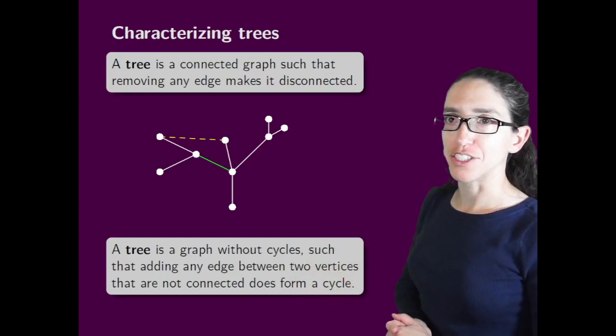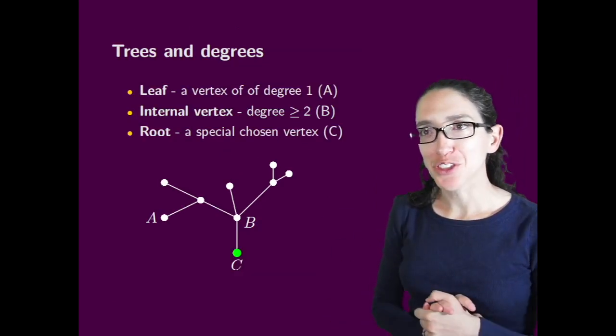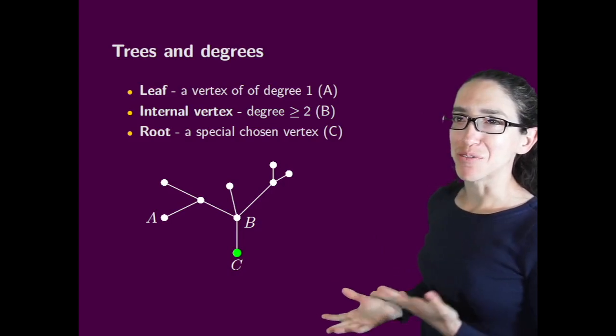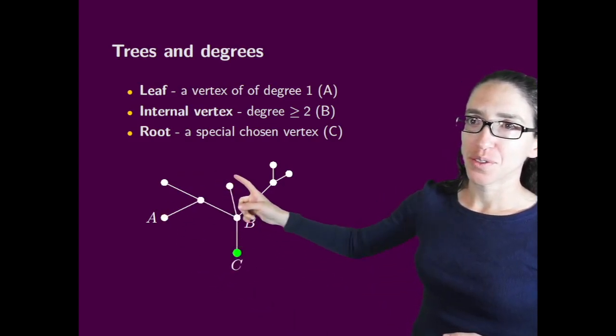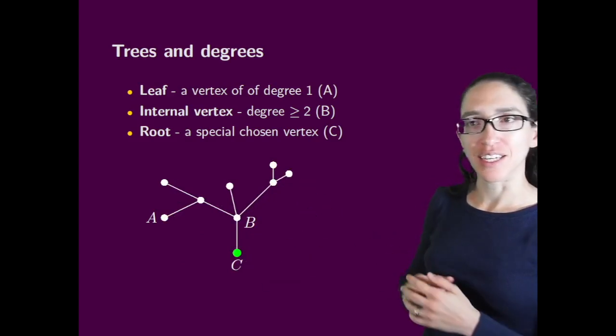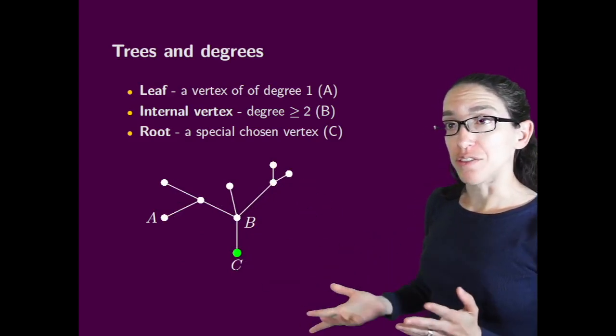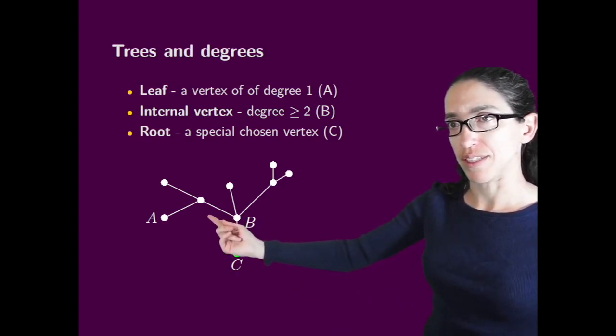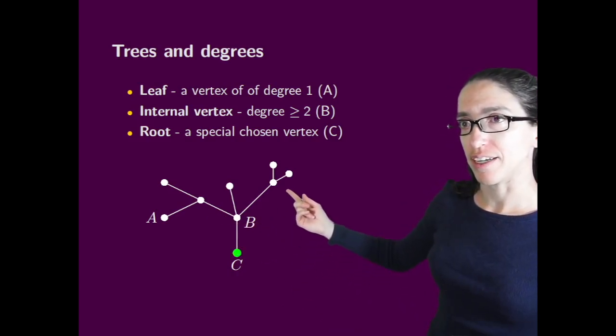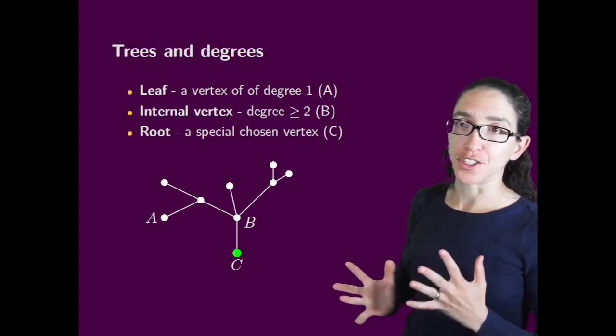That's the original definition. Now let's introduce some terminology about trees and degrees. So a leaf is a vertex of degree 1, for instance A is a leaf, and there's 1, 2, 3, 4, 5, 6 leaves on this tree, including C. An internal vertex is any vertex of degree at least 2, so it's just a vertex that's not a leaf. So we have this vertex and the vertex that I marked B here, and that vertex there, are all internal vertices.